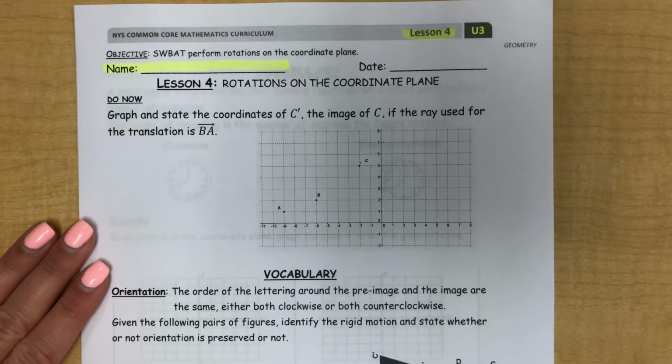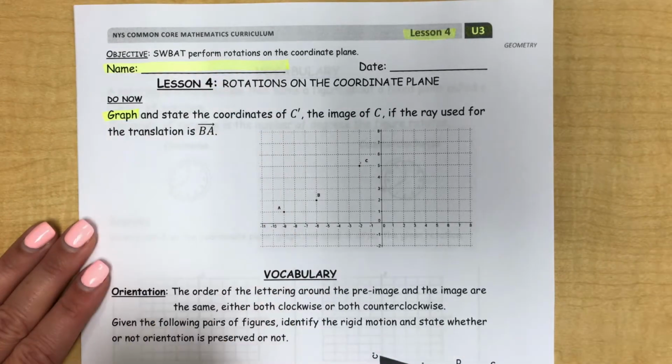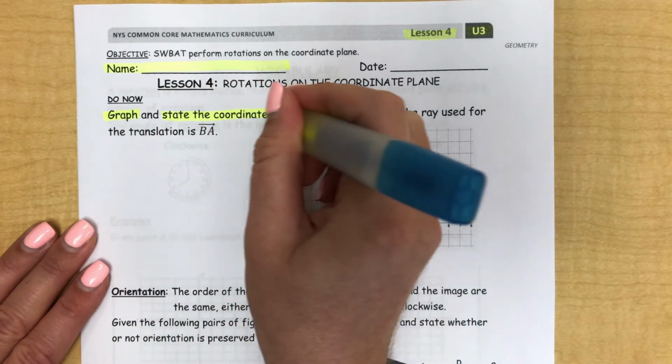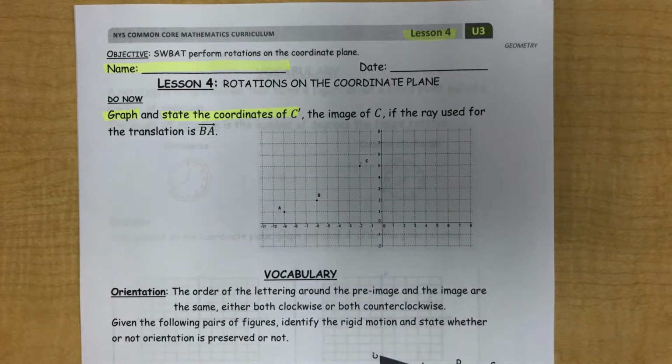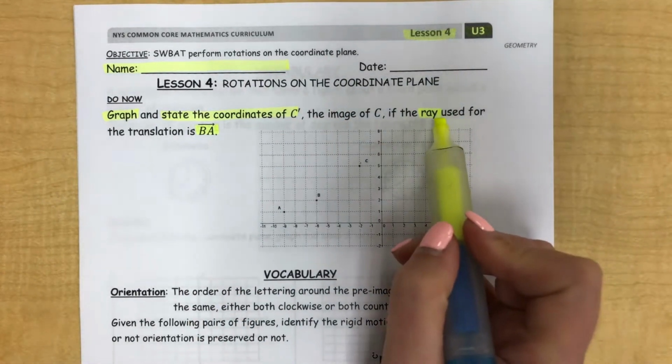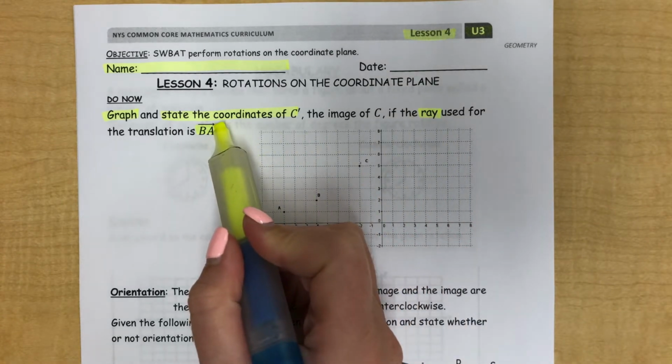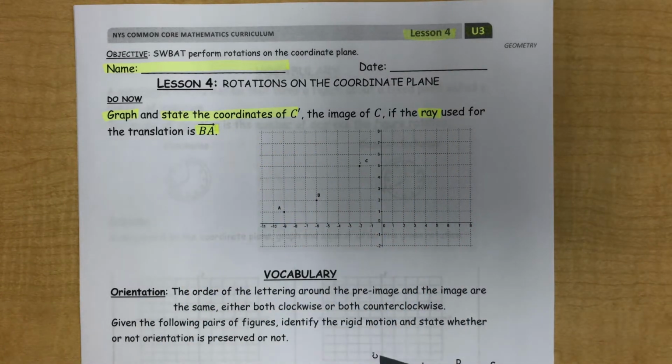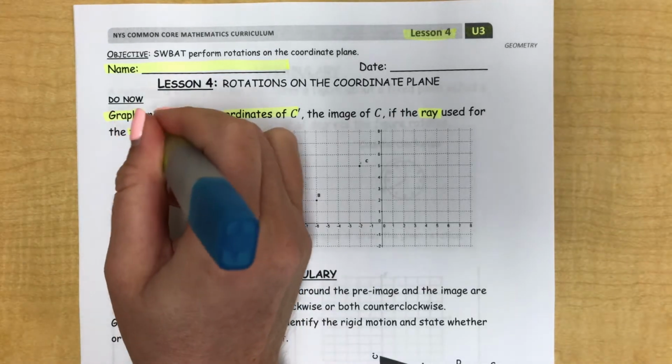It says graph and state the coordinates of C prime, the image of C, if the ray used for the translation is ray BA. I'm going to go back and highlight what's important here. So the do now is asking us for two parts. We have to not only graph, but we also need to state the coordinates of C prime. So if I know that I'm moving along ray BA, again, I'm seeing the keyword ray. I know that that symbol up top, that little hat, represents a ray for ray BA. I'm going to do that with a translation.